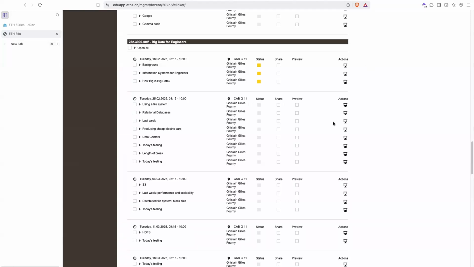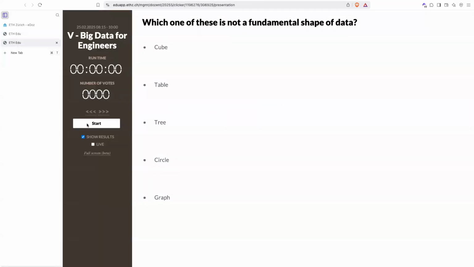So let's start with this one. I told you about data shapes. Which one of these is not one of these fundamental data shapes? Cubes, tables, trees, circles, graphs. I assume you just need time to connect to the page, and then that should be easy if you paid attention last week.